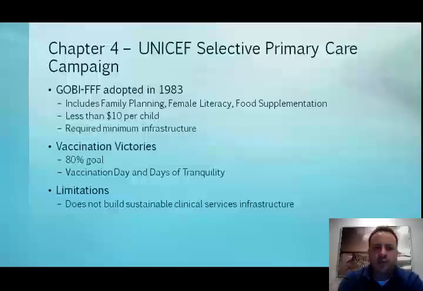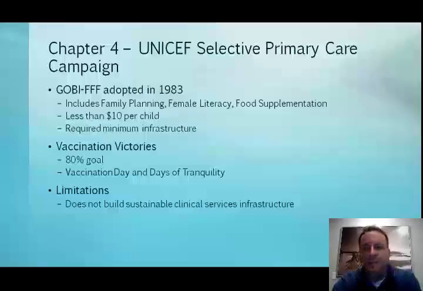So they took this GOBI FFF out on the road. They hit their 80% goal of getting people vaccinated in a lot of these countries, which is huge because, if you took epidemiology, you're familiar with the idea of herd immunity, where if most people in a community are vaccinated, it's hard for the disease to spread because there's no one to spread it to. And of course, this led to the vaccination day in Turkey and days of tranquility, when they even shut down a war to make sure kids got vaccinated. So again, some really big, very visible victories in public health and vaccination.